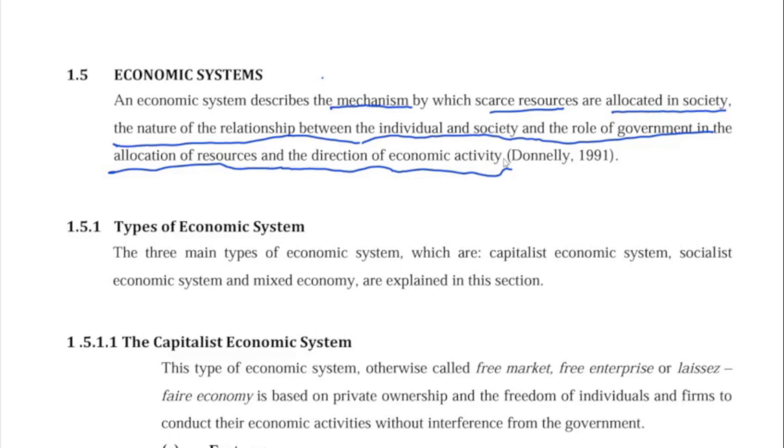So let me put it this way: economic system is the mechanism by which economic agents, individuals, firms, and governments, rationalize scarce resources in order to direct economic activity. I just thought of that, but I think you understand what I'm trying to say. It is how scarce resources are being organized in the country. All right, so that's what economic systems is all about.